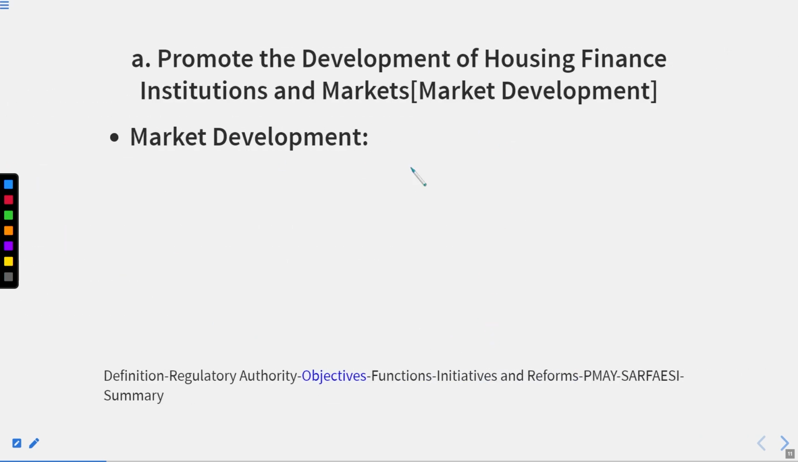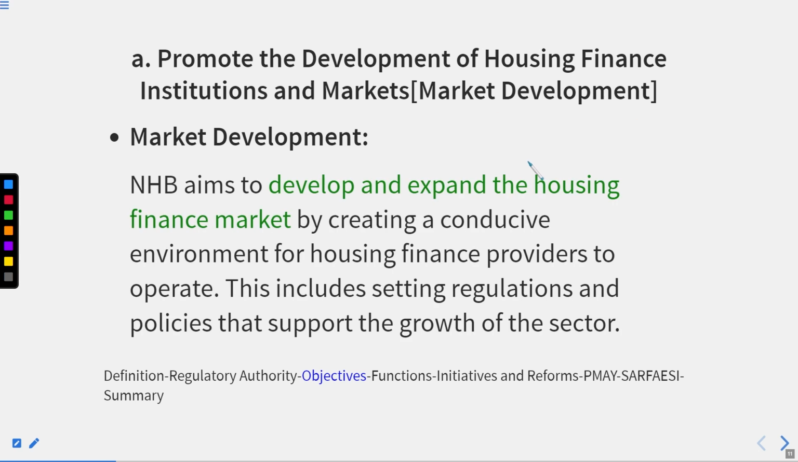Second is the market development. NHB aims to develop and expand the housing finance market by creating a conducive environment for housing finance providers to operate. This includes setting regulations and policies that support the growth of the sector.